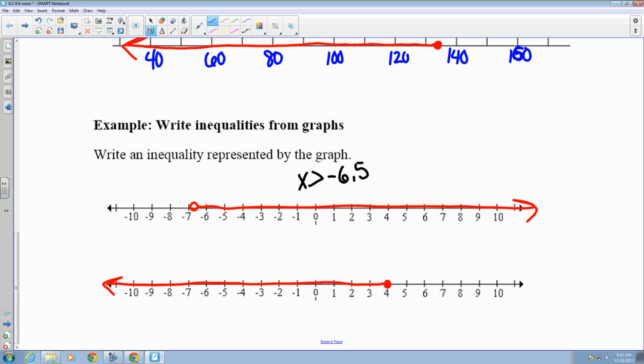And the bottom one starts at 4, but it's everything that's smaller than 4, but we have a closed circle, so that means that we're equal to as well.